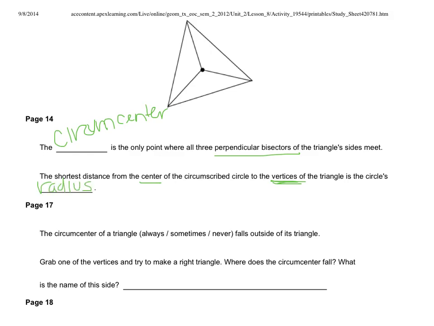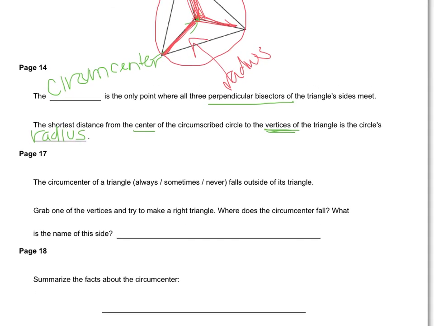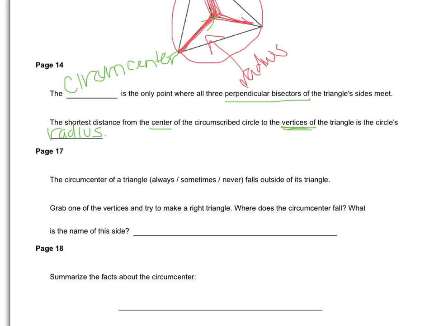So again, here's my circumcenter, that's this point. Here's my circle that is circumscribed, and what that's saying is that this distance right here to the vertices is my radius. And this would be my radius, and this would be my radius as well. It's important to know that the circumcenter sometimes falls outside the triangle. Sometimes it's inside the triangle, sometimes it's outside the triangle. It just kind of depends on how it's drawn.